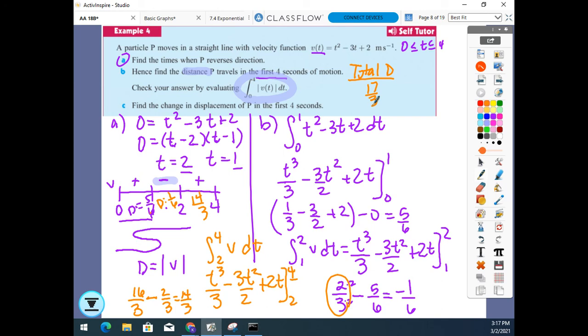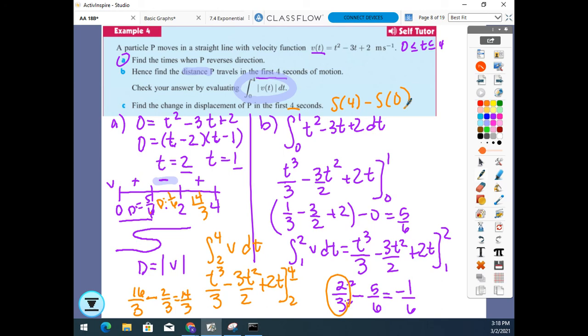All right. Last but not least, letter C is the change in displacement. And so that's just the first 4 seconds. All right, I'm going to erase some of this. Change in displacement. Displacement is your position function. Displacement can be positive or negative. This is super important here.